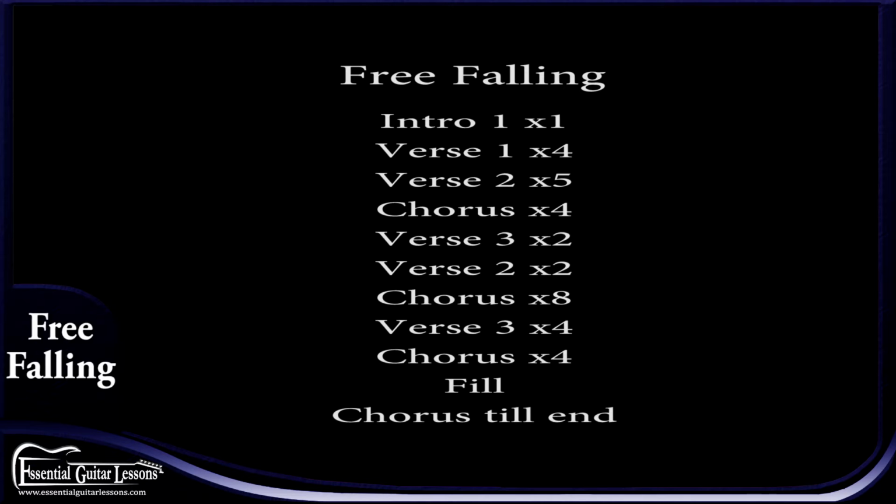Then we have our verse part 1 and we do that 4 times. Then we have verse part 2, we do that 5 times. Then we have our chorus, we do that 4 times. Verse 3 by 2. Back to verse 2, we do that 2 times. Now we go to our chorus and we do that 8 times. We have our verse 3 by 4. Then we have our chorus by 4.